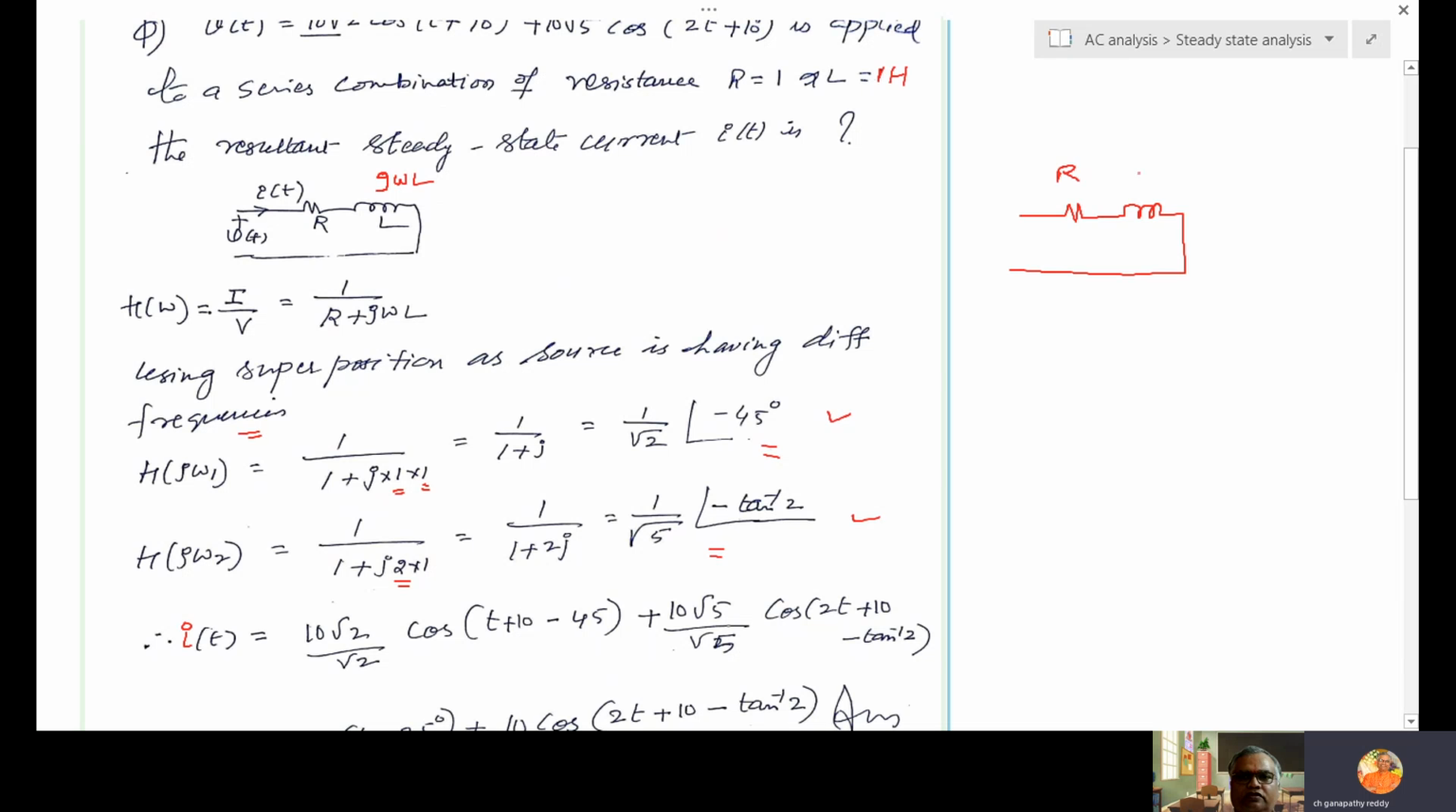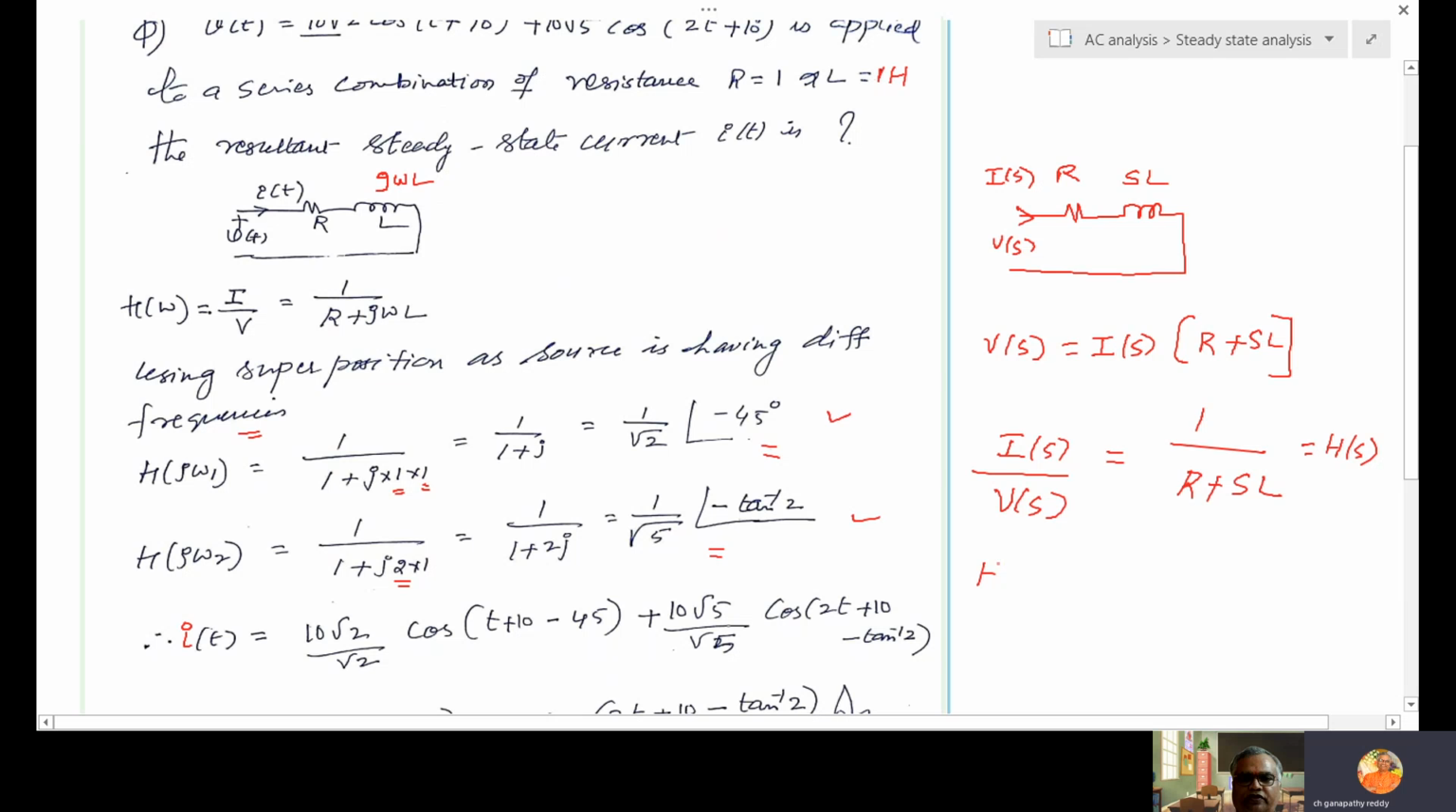This is R, this is SL. You call this V of S, this is I of S. So V of S is equal to I of S into R plus SL, no? Now what do we want? I of S by V of S is nothing but 1 by R plus SL. This is what H of S is.